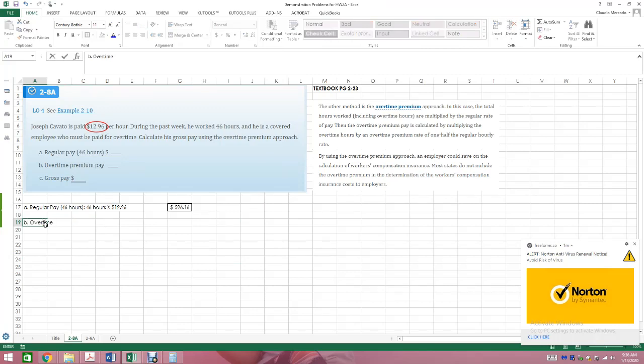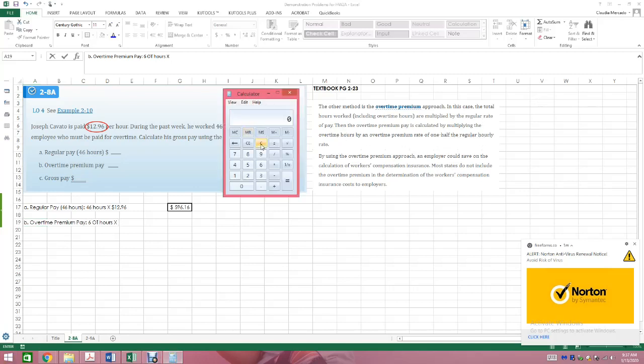Okay. Now, for letter B, they want us to calculate the overtime premium pay. Okay. Now, to do that, it says here the overtime premium pay is calculated by multiplying the overtime hours. So overtime hours is any hours above 40. So we worked 46 hours, so that means we have 6 overtime hours. Okay? And we're going to multiply it by half the regular hourly rate. Okay? So half of my regular hourly rate, so I'm going to get my $12.96 and I'm going to divide it by 2. So half is $6.48. Okay.